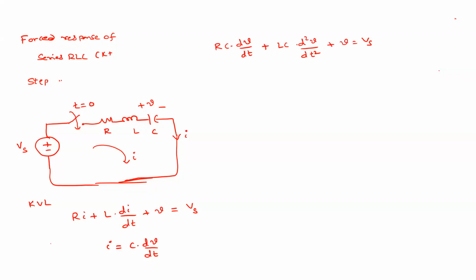If we rearrange this, we need to divide it by LC. So this will be d square V by dt square plus R by L into dV by dt plus V by LC equals Vs by LC. This is the one, right?